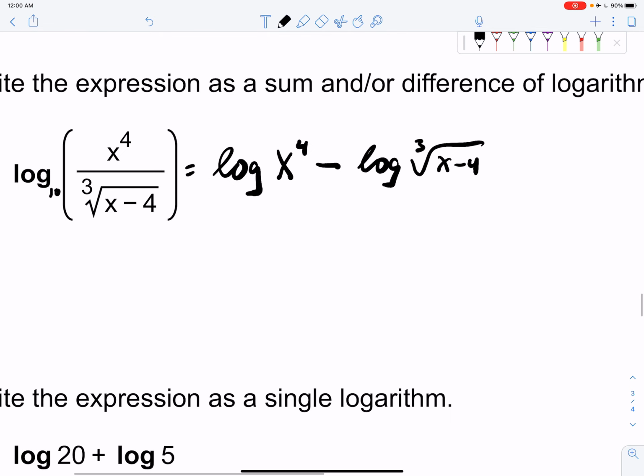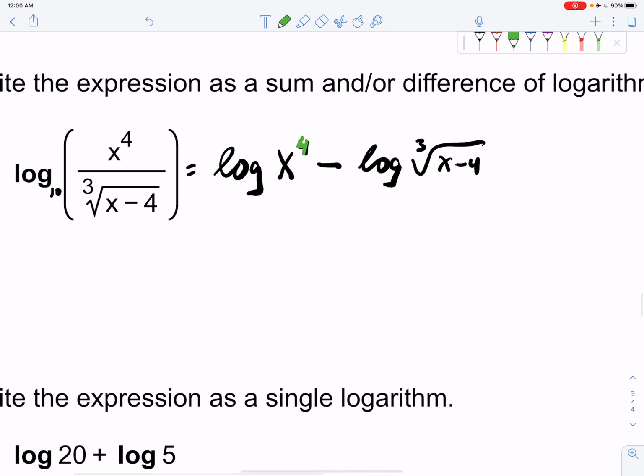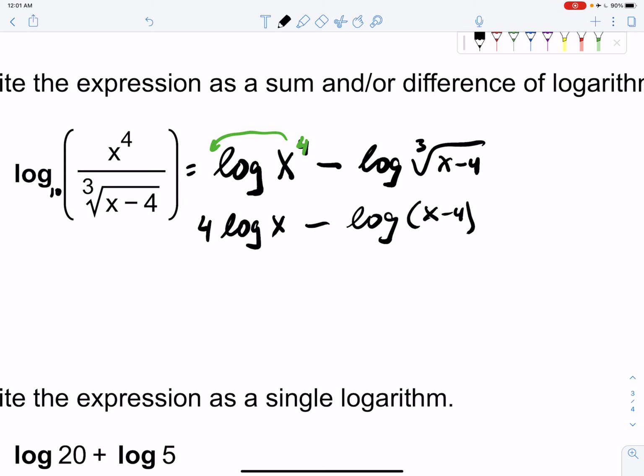Now, once again, we notice that we have an exponent, so that will simplify out in front. So this is going to be 4 times log of x minus log of, and let's rewrite this as x minus 4, the cube root, raised to the 1/3 power.